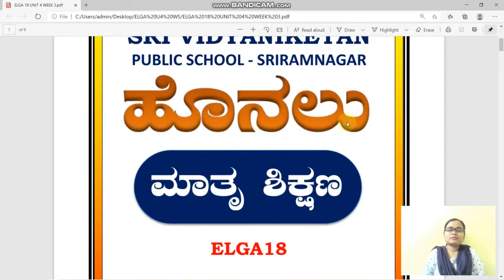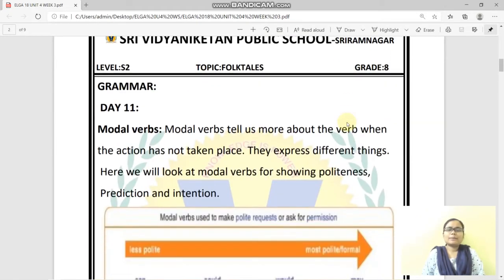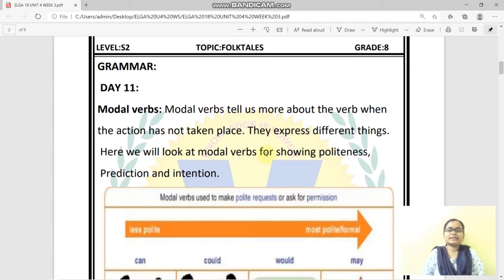In this class, we are revising the grammar section. So, grammar, day 11, modal verbs. Modal verbs tell us more about the verb when the action has not taken place. They express different things. Here we will look at modal verbs for showing politeness, prediction and intention.